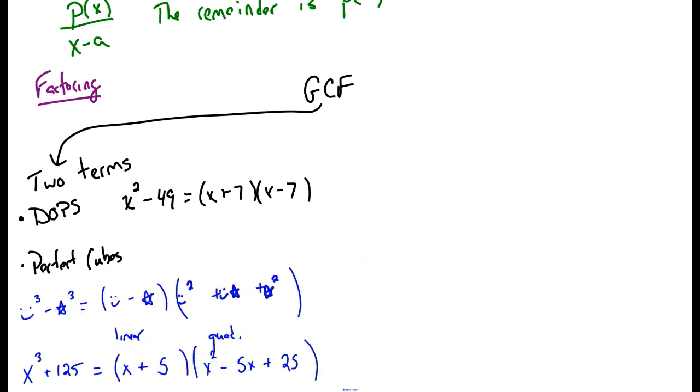Okay. Just move that over here to give myself some room. Three terms. Well, if something has three terms, it's called a trinomial.